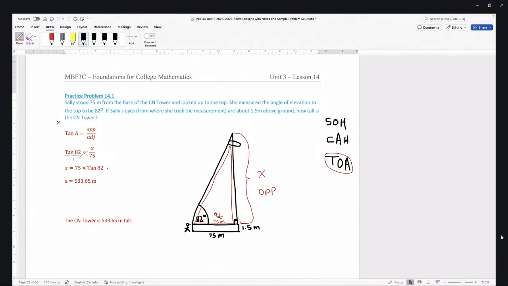And again, do the math with me. 75 times tan 82. Press enter. You'll get 533.6527292. I only go 2 numbers after the decimal because we're talking about meters. So this would be 533 meters, or 533.65 meters, which is 533 meters and 65 centimeters. That's why I use the 2 decimal places.